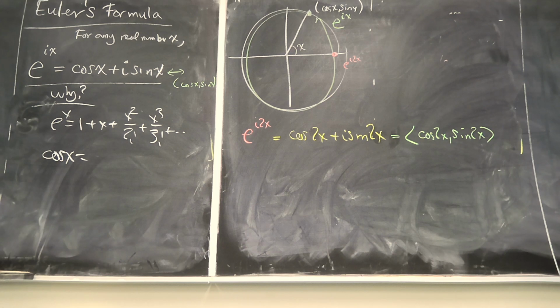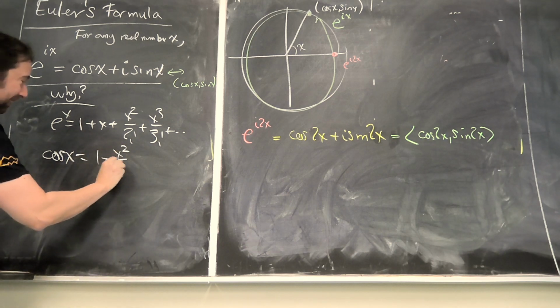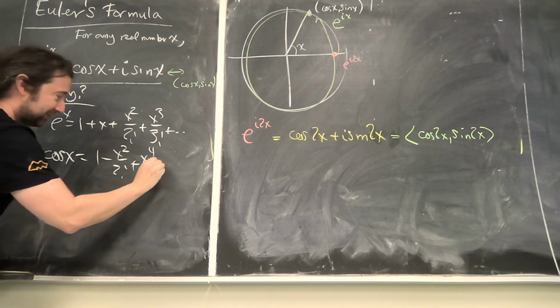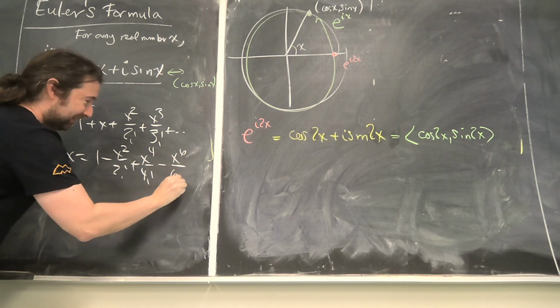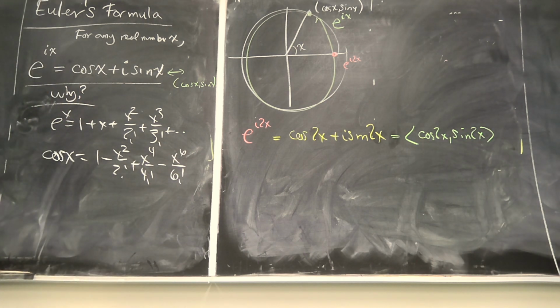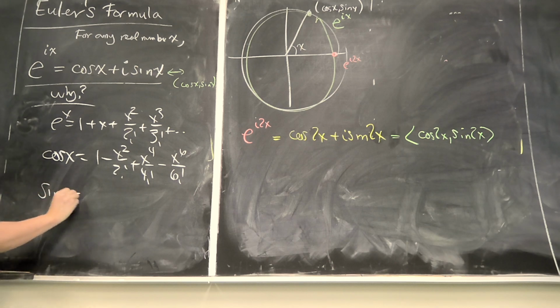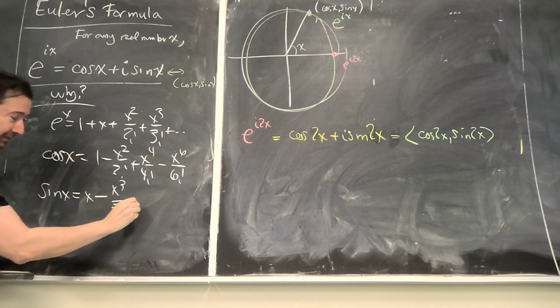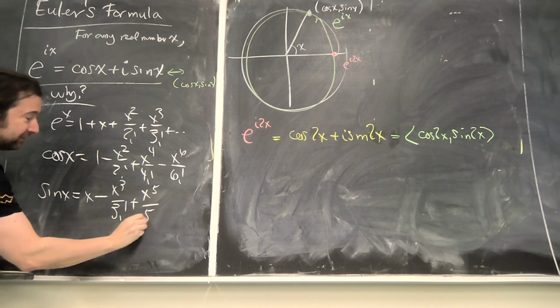Taylor series for cosine: 1 minus x squared over 2 factorial plus x to the 4th over 4 factorial. Okay, Azalea, I will let you answer the next one. What is the sine? x minus x cubed divided by 3 factorial. Good. Plus x to the 5th divided by 5 factorial.